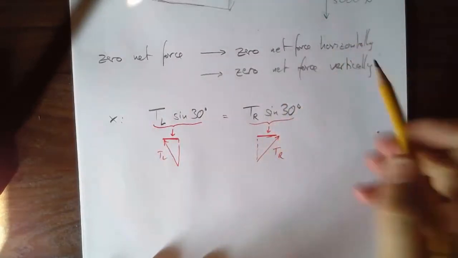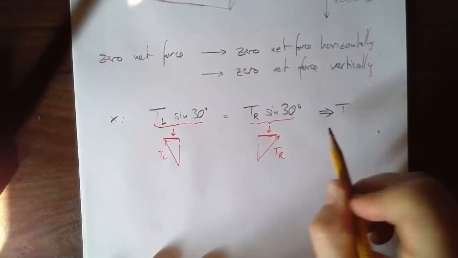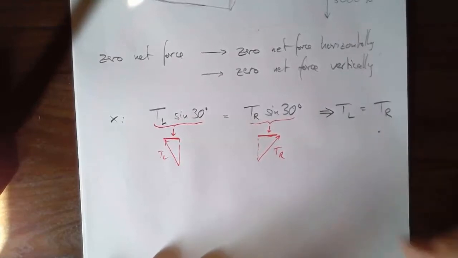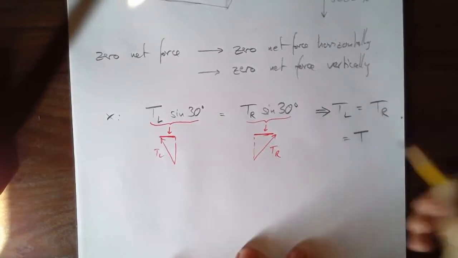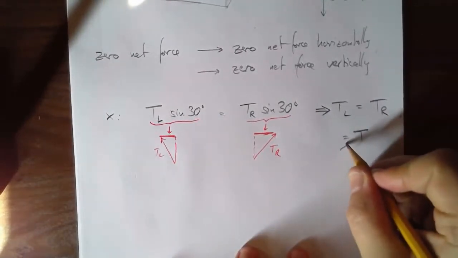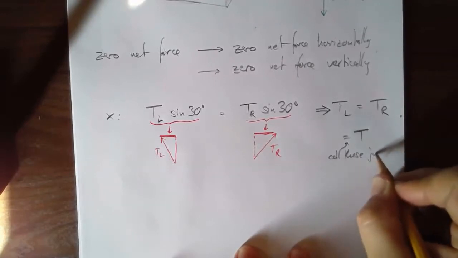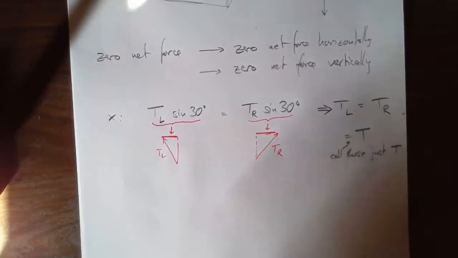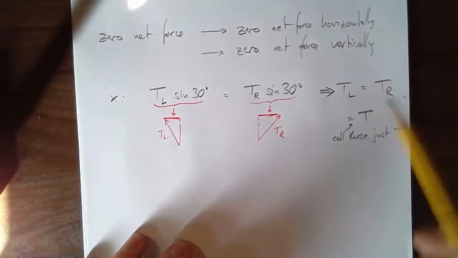But from this equation, I can right away see that the tension to the left is equal to the tension to the right. So let's just call those the tension T. Because I don't want to keep writing TL, TR. There's only one value of tension. Let's call it T, and they are both equal to it.